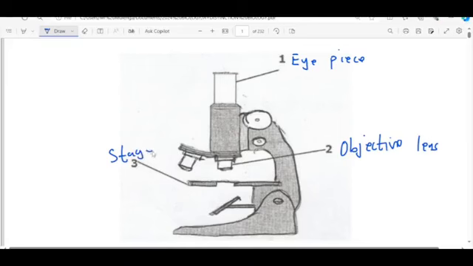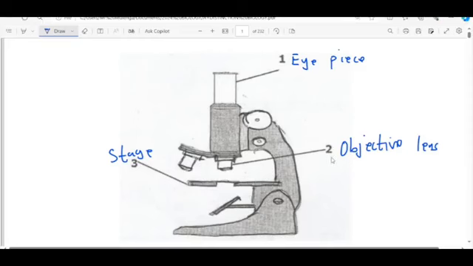So we know that on the eyepiece, that is where we normally, if we want to observe any specimen, that is where the eyes should be directed, so that we look at the specimen nicely. Then on the objective lens, this is where we want to see the specimen, through the lens. Then on the stage right here, it's a slide, as you can see, where we place the specimen.